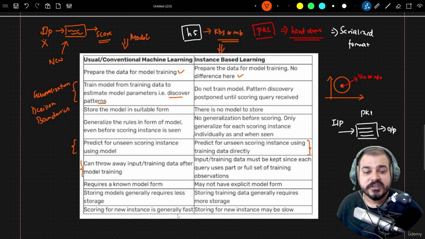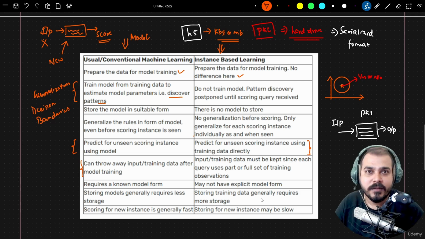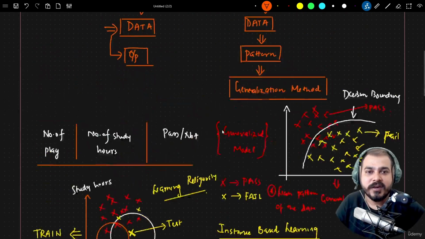Scoring for a new instance is generally faster in model-based learning, and may be slow in instance-based learning. The reason scoring for a new instance is generally fast is that our model is in a serialized format. Whenever we get any input, internally all the mathematical equations quickly get triggered and we automatically get the output. But in instance-based learning, it will first see the surrounding data points, then use some distance parameters like Euclidean distance, and then finally tell you the output. So obviously model-based learning is faster than instance-based learning. That is the outcome you can get from here.